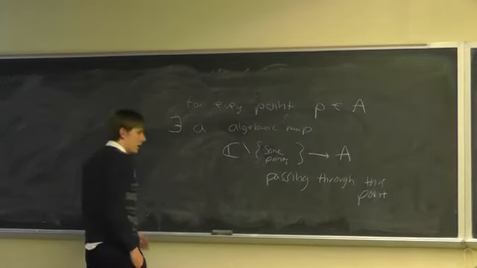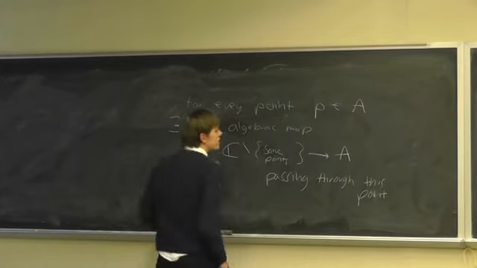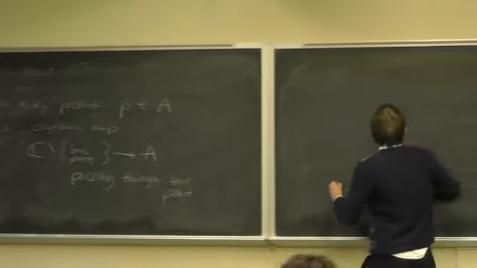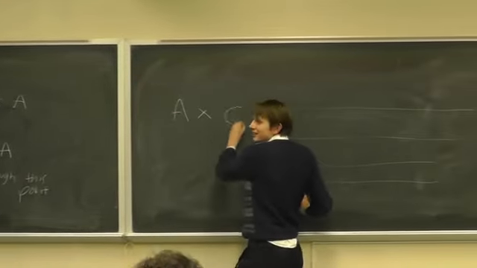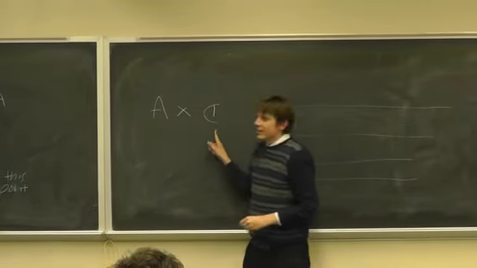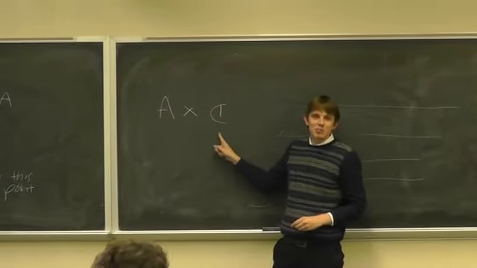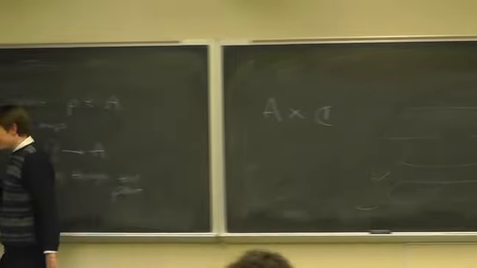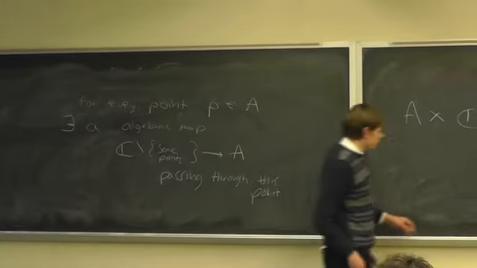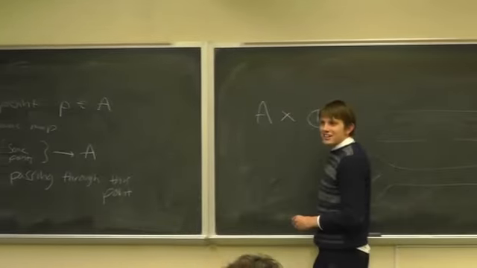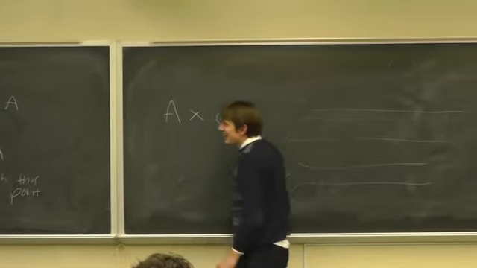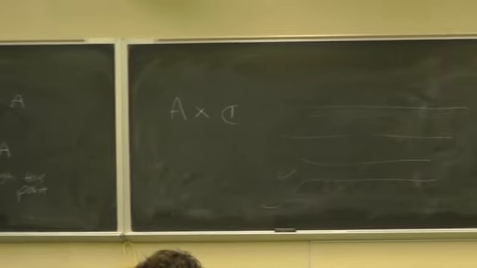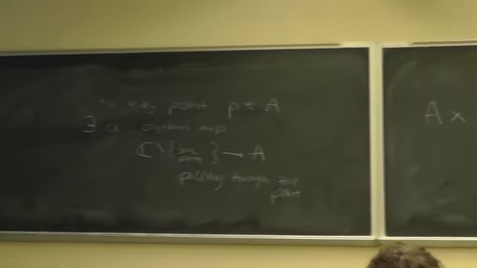So for instance, a silly example: if I took A times C, that's uniruled because for any point in here, there's a C passing through each point. So that's a silly example. That one really is ruled. But you can have things that are not ruled.